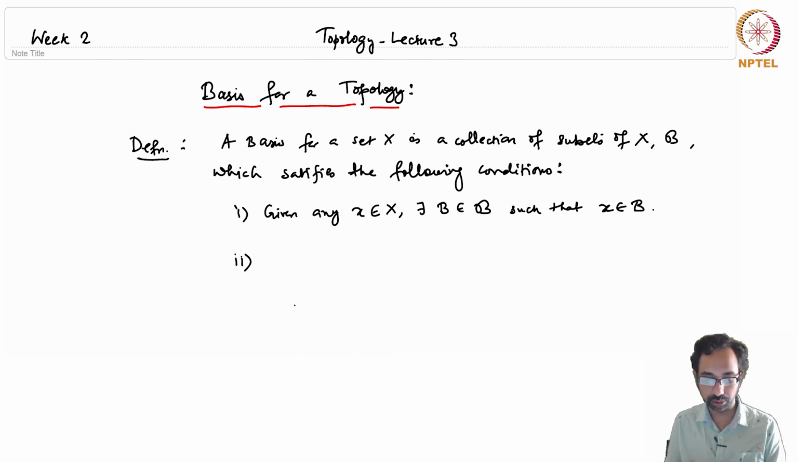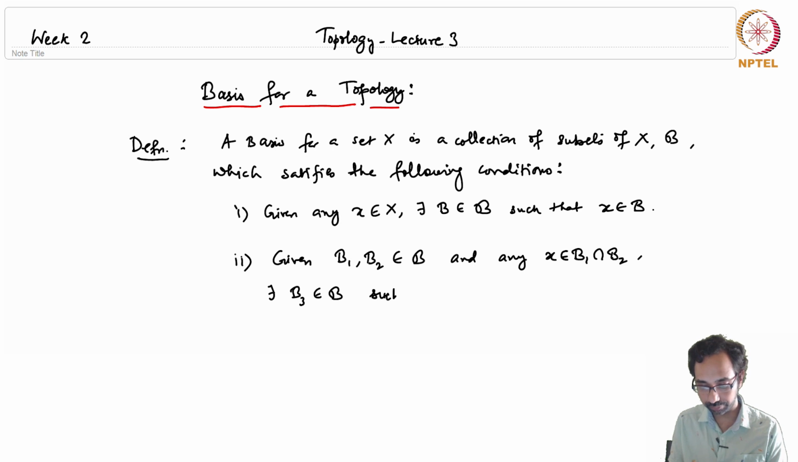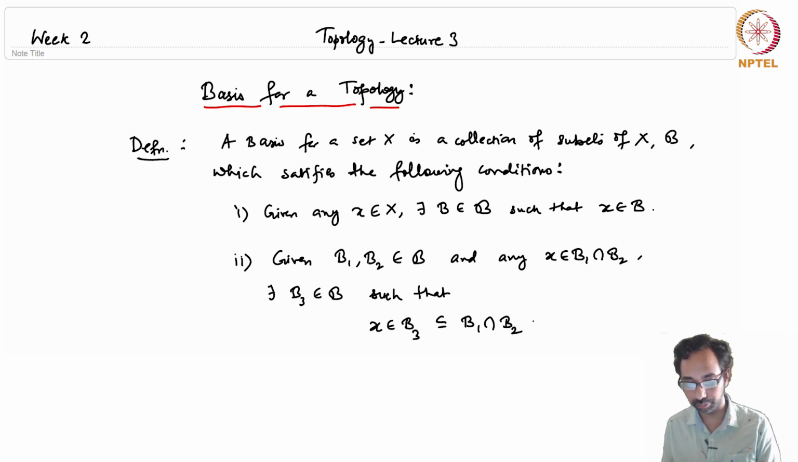The second property that it should satisfy is that given two members of this collection B, B1 and B2 in B, and any point X in the intersection of these two sets B1 and B2, there exists a third set B3 which belongs to this collection such that X is a point in B3 and B3 is a subset of B1 intersection B2.